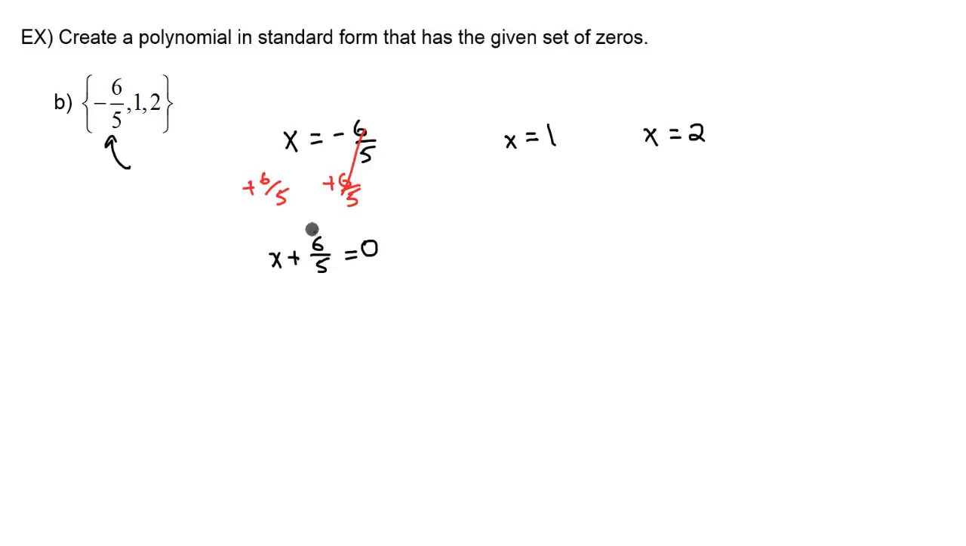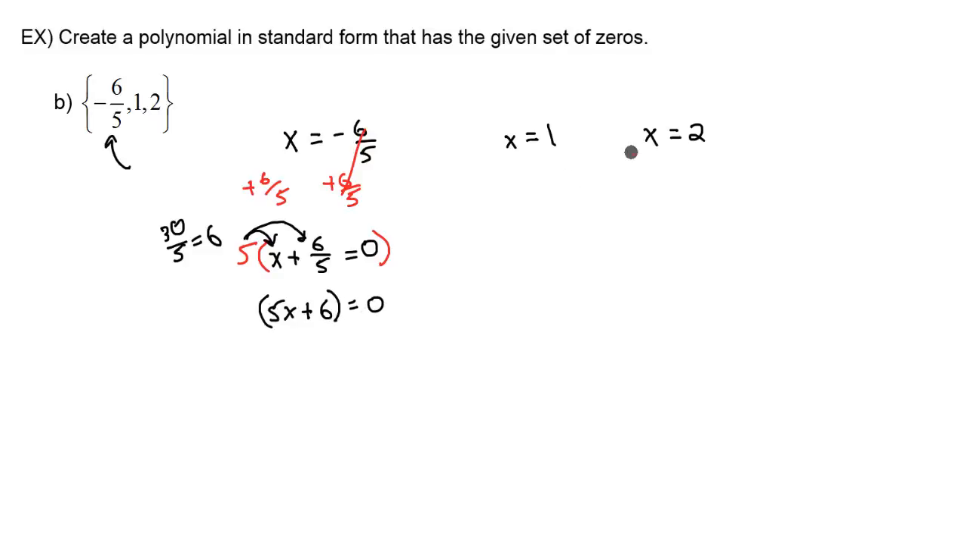And we never want to have fractions with our factors. So to get rid of this 5 in the denominator, what I'll do is just multiply this entire equation by 5. So 5 times x will give me 5x, and then 5 times 6 is 30, and then it's being divided by 5 still, so 30 divided by 5 is 6. So I'm left with just that 6. So plus 6 equals 0. So this is going to be my factor here.